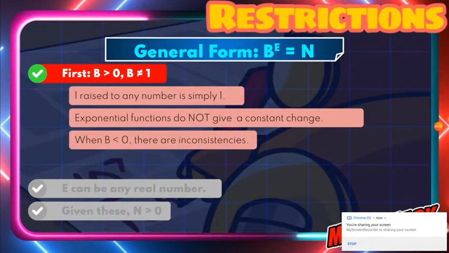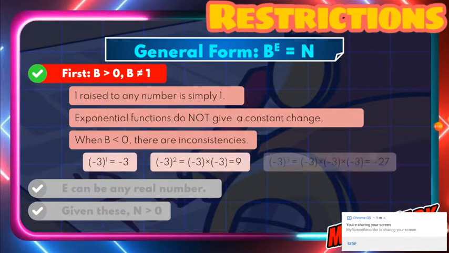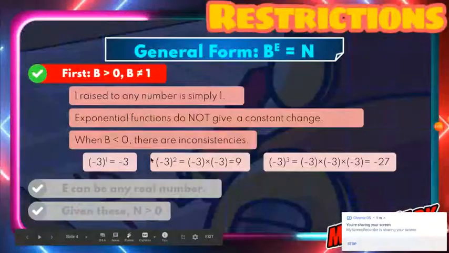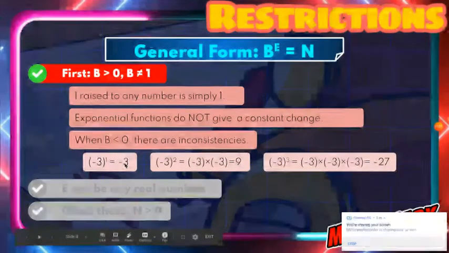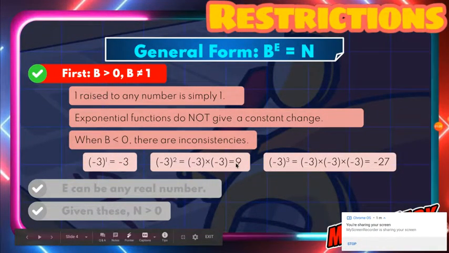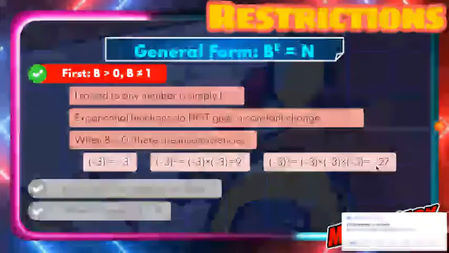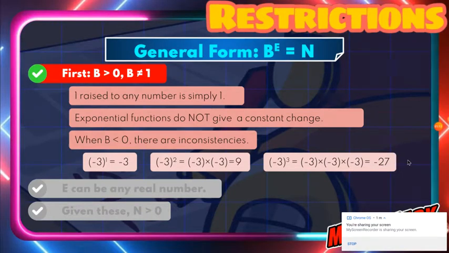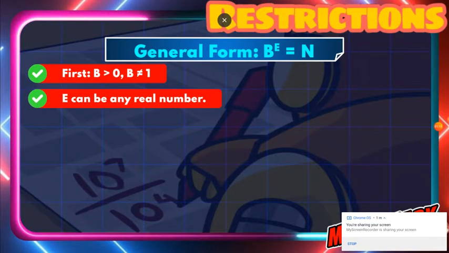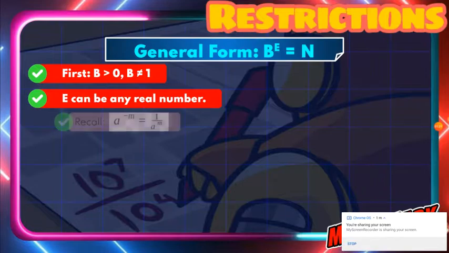When b is less than 0, there are inconsistencies, such as these examples. As we can see, there is a shift from negative and then to positive and then to negative and so on and so forth. The exponent can be any real number because there are no restrictions for the exponent.